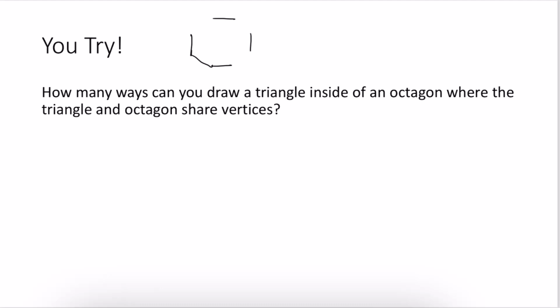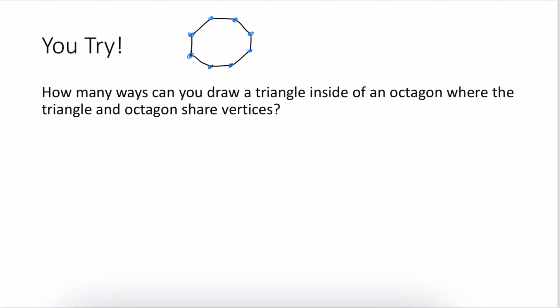And this octagon has 8 different vertices, meaning the corners of the octagon. And we want to draw a triangle that shares vertices with the octagon, which means that we're going to choose 3 of the vertices and then use those vertices to form a triangle. So if I chose these 3 vertices, it would form this triangle. But if I chose maybe these 3 vertices, it would form a different triangle. So those are the triangles that we're trying to find.